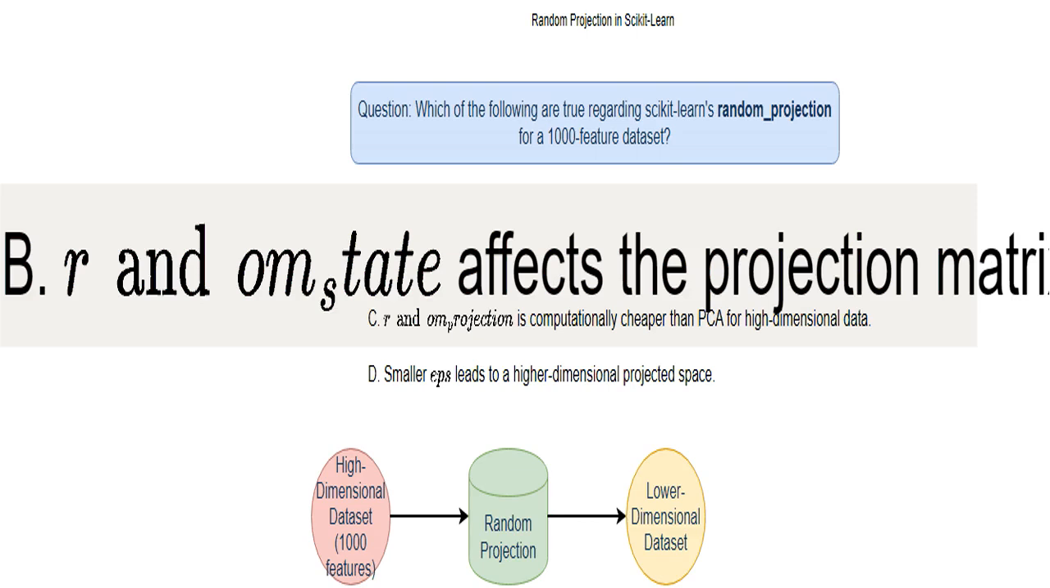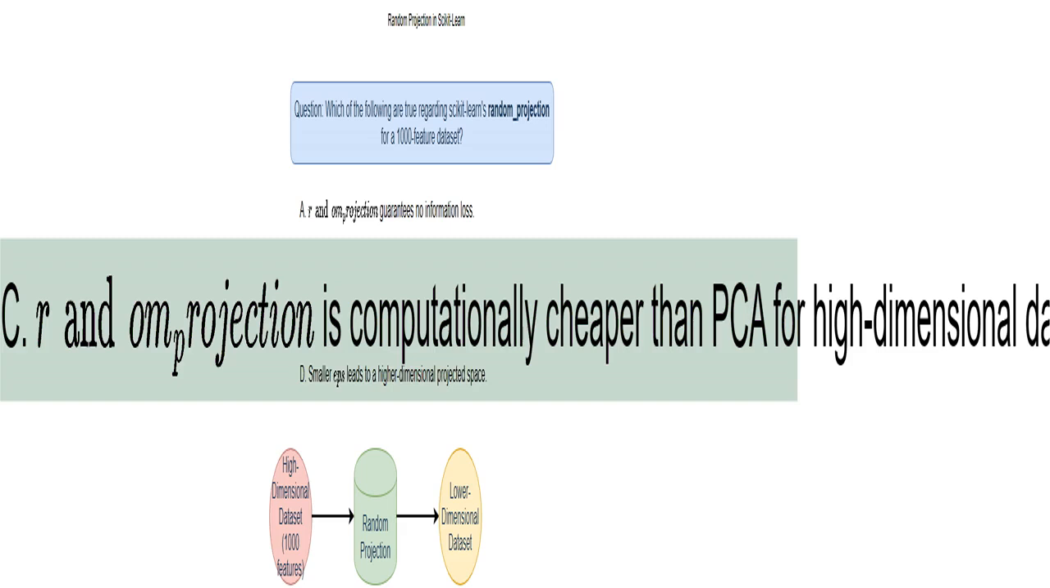This is true. Random projection is generally computationally less expensive than principal component analysis, PCA, for high-dimensional datasets because it avoids computationally expensive operations like eigenvalue decomposition. It's a faster, more efficient solution for very large datasets. This statement is also true. The parameter "eps" in scikit-learn's "random_projection" controls the level of dimensionality reduction. A smaller "eps" value leads to less aggressive dimensionality reduction, resulting in a higher dimensional projected space. It's all about how much you want to reduce the data's size.